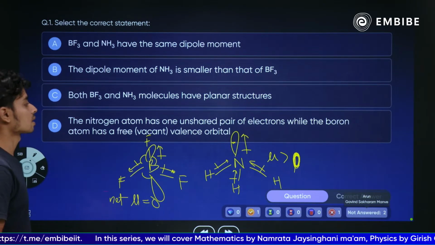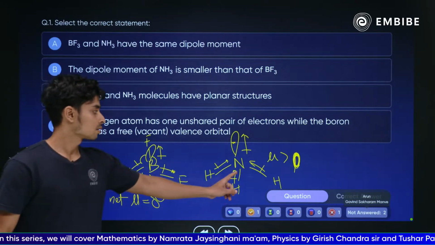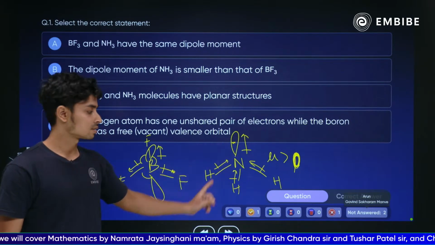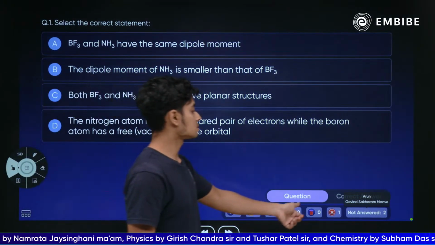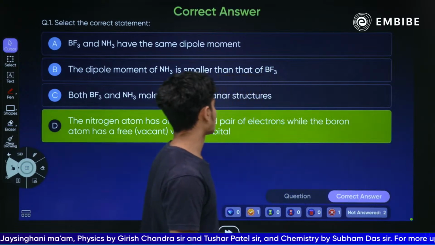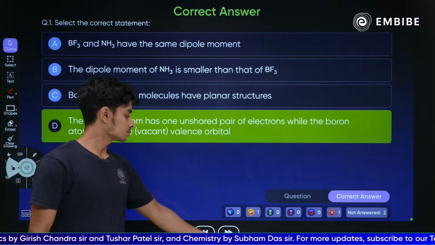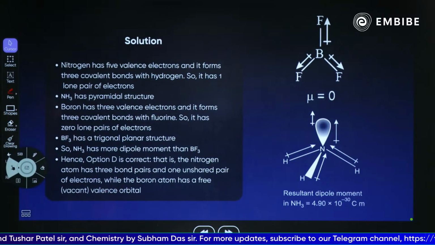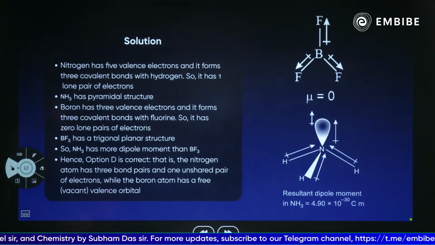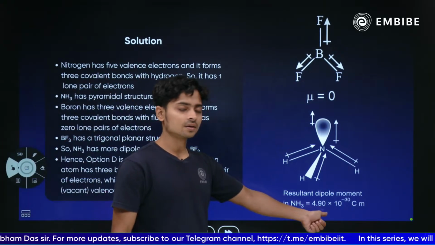So the correct answer here is D. Anushka, good, you got the right answer. Correct answer is D. So we'll continue. The resultant dipole moment value is given here in coulomb meter.